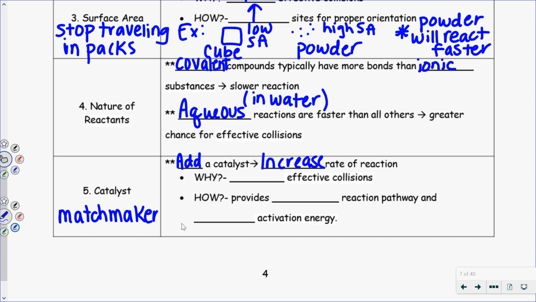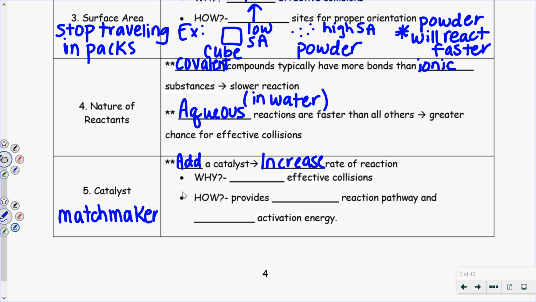Now, in the video from yesterday, the elephant's toothpaste video, they added the catalyst potassium iodide, and that is what caused all of the hydrogen peroxide to release the oxygen bubbles that lead to that huge kind of fluffy burst. That is a catalyst that they added in order to cause that reaction to occur quicker.